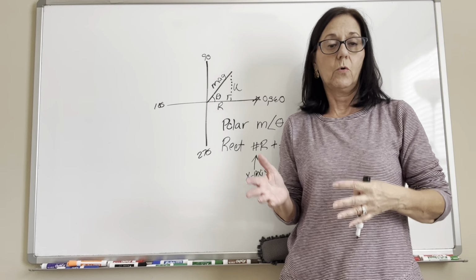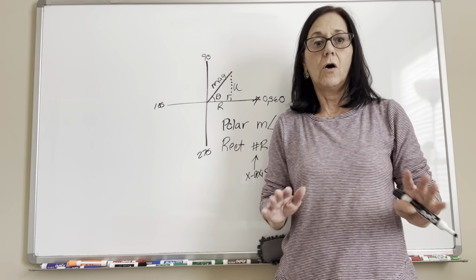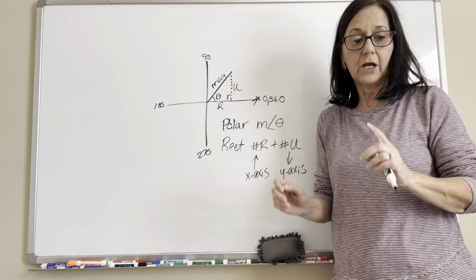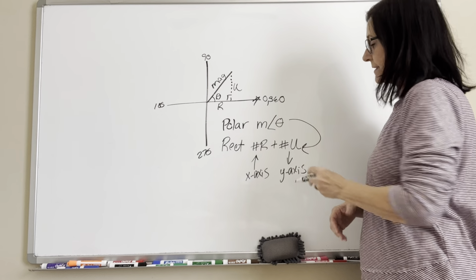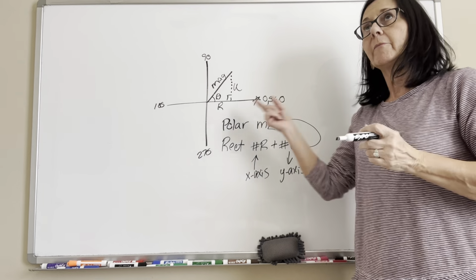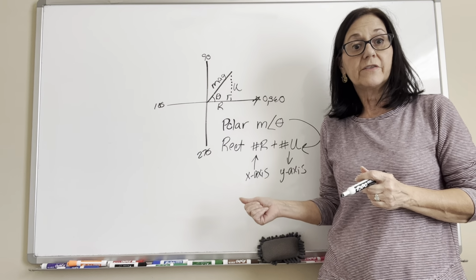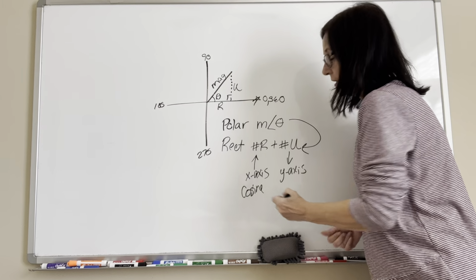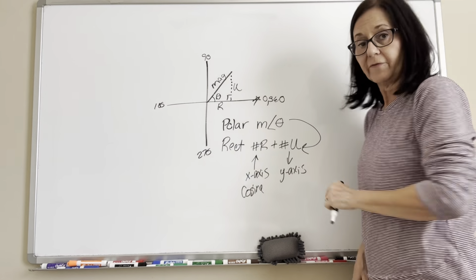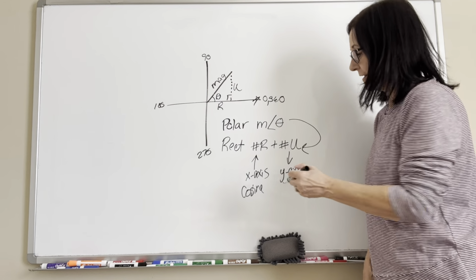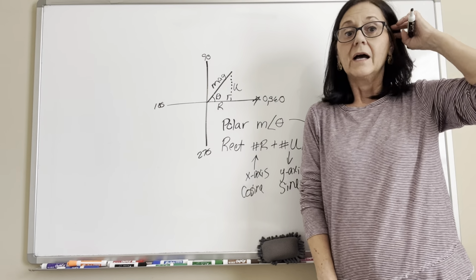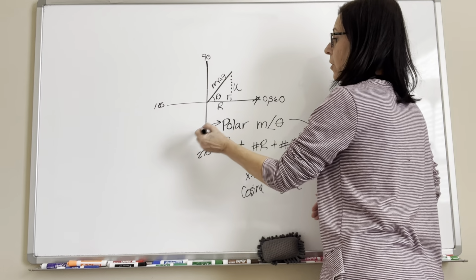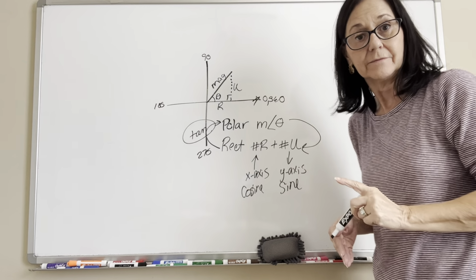In this lesson, we're going from rectangular to polar. Always, always draw the triangle. Now, we have already gone from polar to rectangular. And when we went from polar to rectangular, to find our x value, what trig ratio did we use? The cosine. Cosine goes with x. To find the y value, what trig ratio do we use? Sine. To go the other way, from rectangular to polar, we're going to use the tangent.